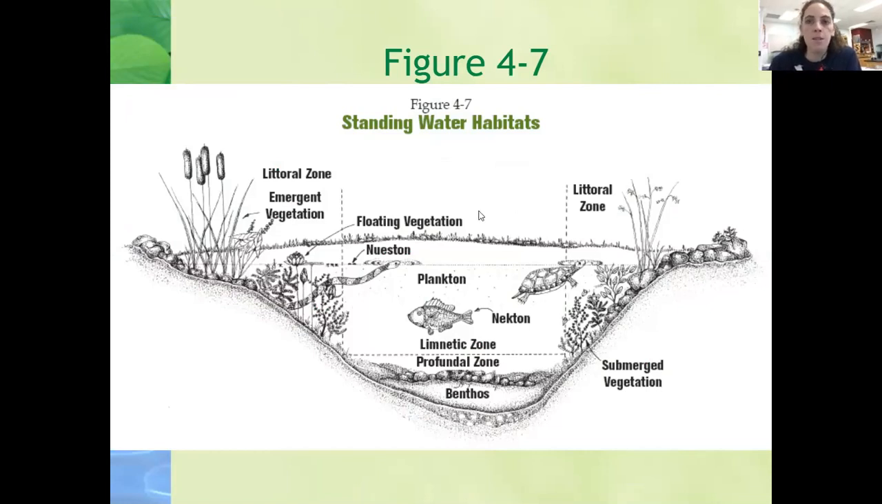The limnetic zone is out in the middle in the open water, where sometimes we could find floating plants, but it's too deep for those plants to have roots rooted in the soil. Here we still have plenty of light for photosynthesis, so we can find phytoplankton.